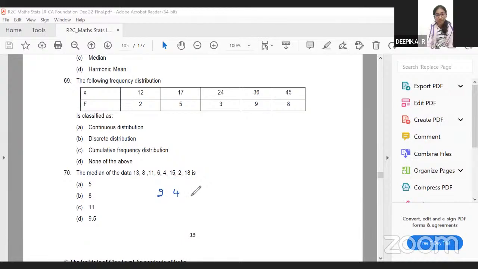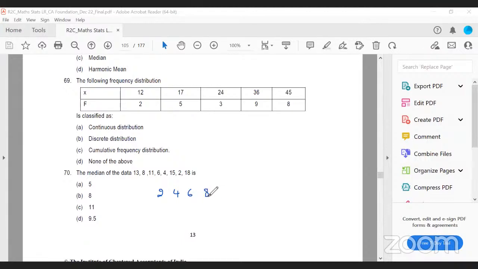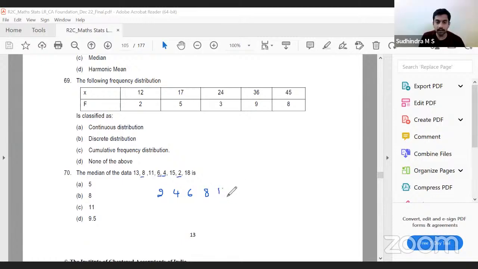Sorry, 2, 4. Yes, 9.5 is correct. So 2, 4, 6, 8, 11, 13, 15, 18. Correct. So there are two middle values here, 8 and 11. So 8 plus 11 by 2 is 9.5.